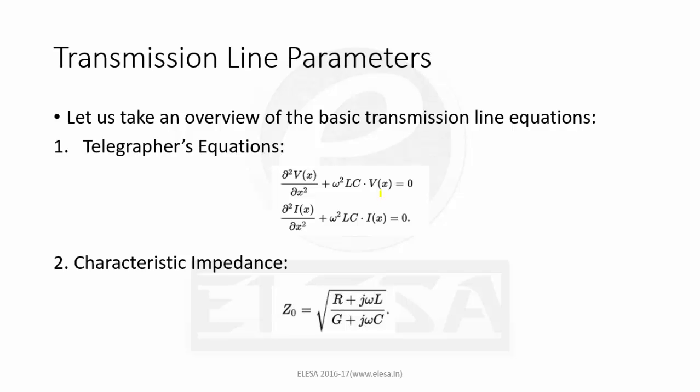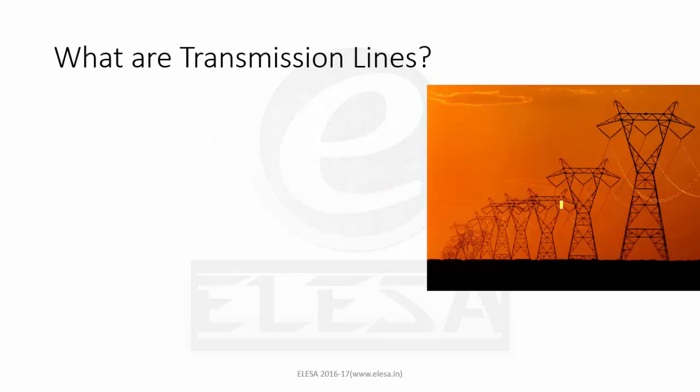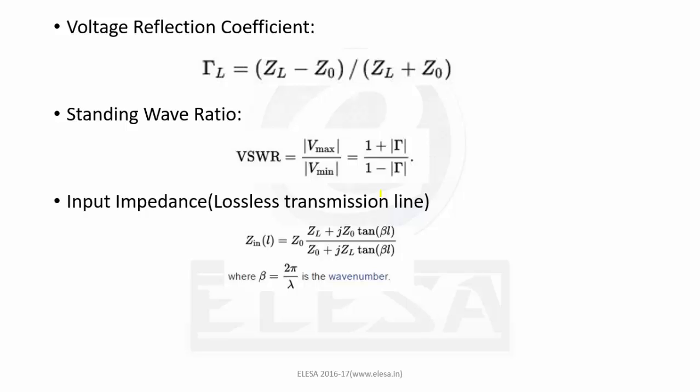The next important equation is the characteristic impedance. If we consider that the transmission line has losses, then we get the following equation for characteristic impedance, which is Z0 is equal to under root R plus j omega L upon G plus j omega C. The next important parameter is the voltage reflection coefficient, which is denoted as rho L. Rho L can be written as the ratio of ZL minus Z0 upon ZL plus Z0, where ZL is the load impedance and Z0 is the characteristic impedance.